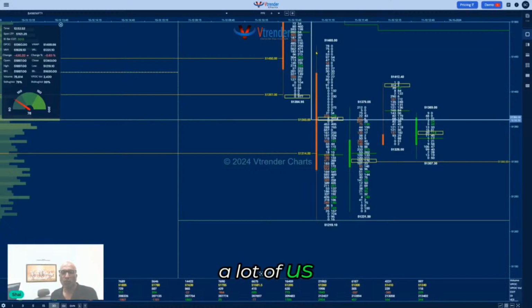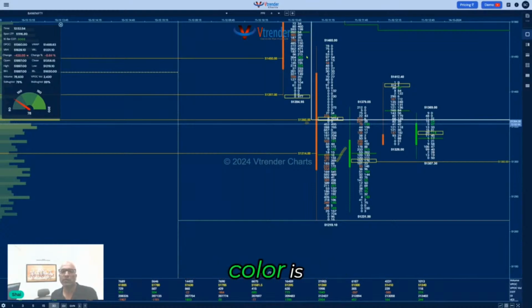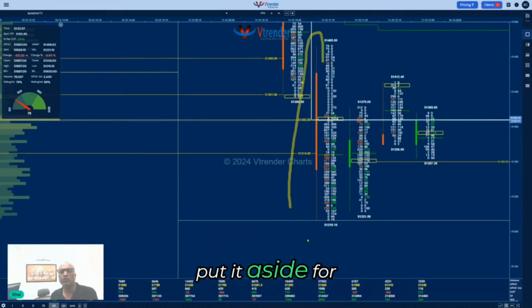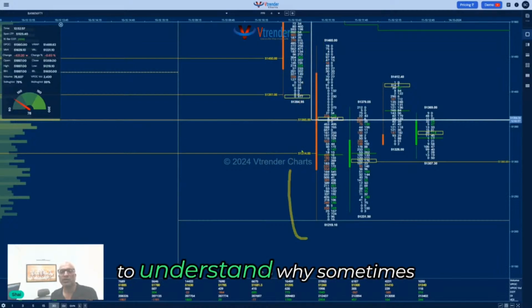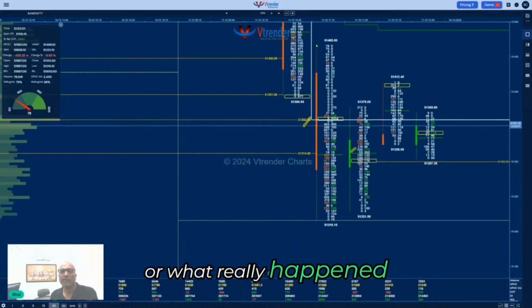Now, a lot of us, when we first see an order flow chart, we focus on this candle. We focus on the color of this candle, and our minds are programmed to just look at what this color is. But we have to put this color aside for some time and try to understand why sometimes this color is red and why sometimes it is green, or what really happened between the high and the low over here.